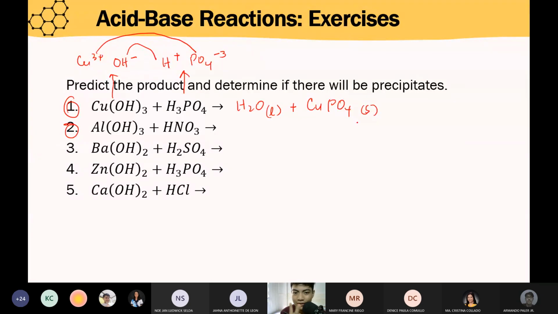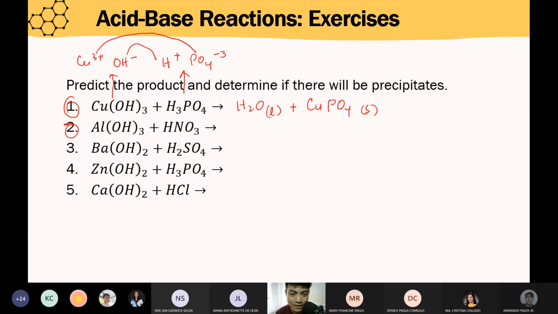So, bali, dalawa net ionic equation mo. One net ionic equation is for the water, H plus OH minus producing H2O. And the other ionic equation is yung copper and yung phosphate producing the solid precipitate. Okay?